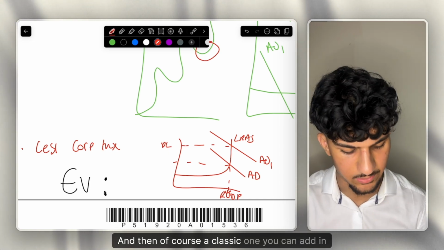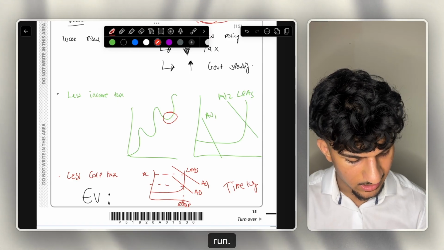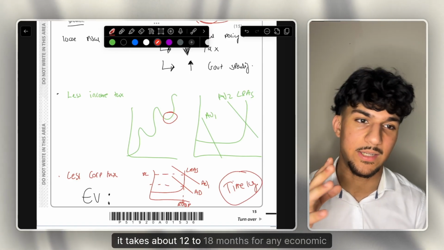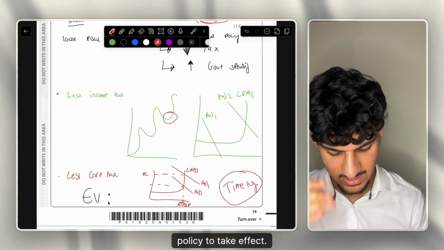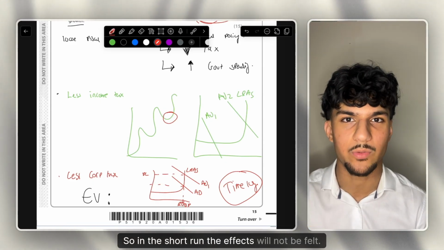And then, of course, a classic one you can add in here as well is just time lag. So it depends on the short run versus the long run. Like I always say, it takes about 12 to 18 months for any economic policy to take effect. Therefore, it would take 12 to 18 months. So in the short run, the effects will not be felt.